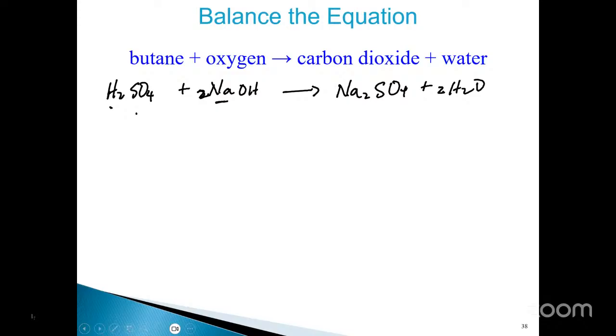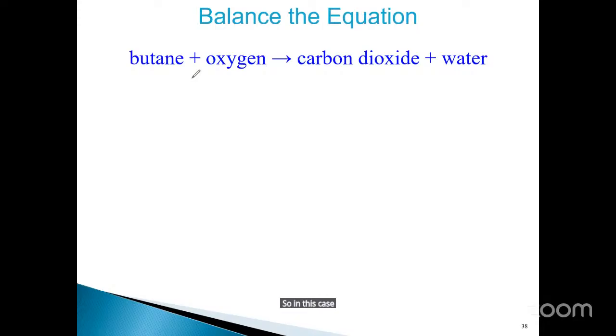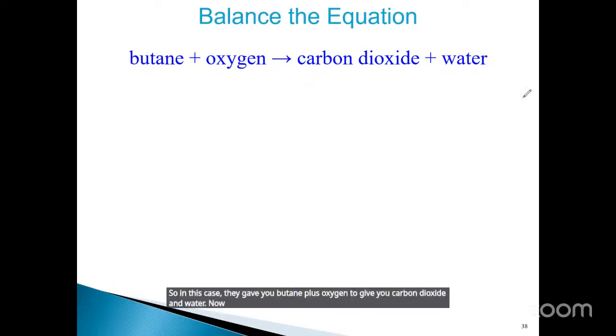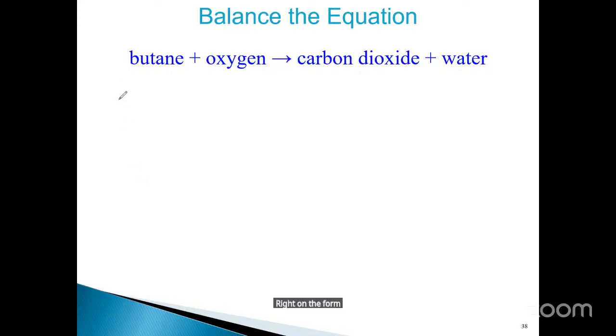Okay, let me clear this. So in this case, they gave you butane plus oxygen to give you carbon dioxide and water. Now, to be fair to you guys, you would know what butane is, what the formula is. So I'm going to write down the formula for butane here, which is C4H10. All right, that's the formula for butane.